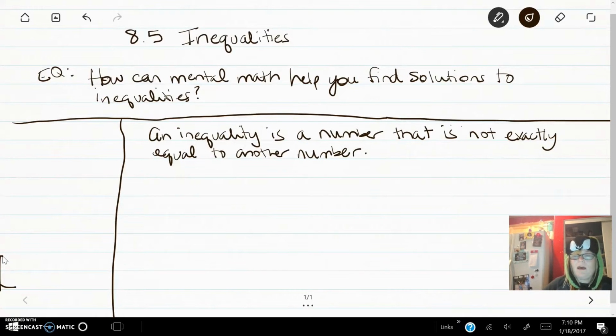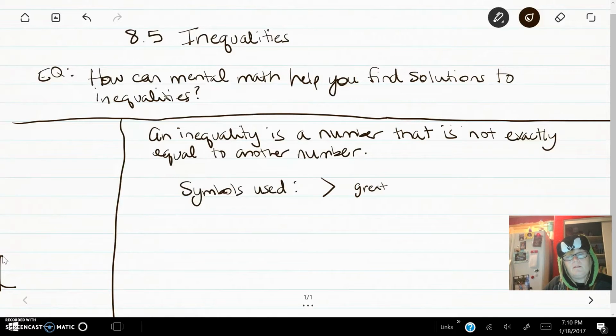And you might ask, why did you say it's not exactly? You hesitated a little, because an inequality can also mean that it could be equal to something else. So the symbols might help to make sense. The symbols that are used in inequalities are, you all know this one, right? That's greater than.